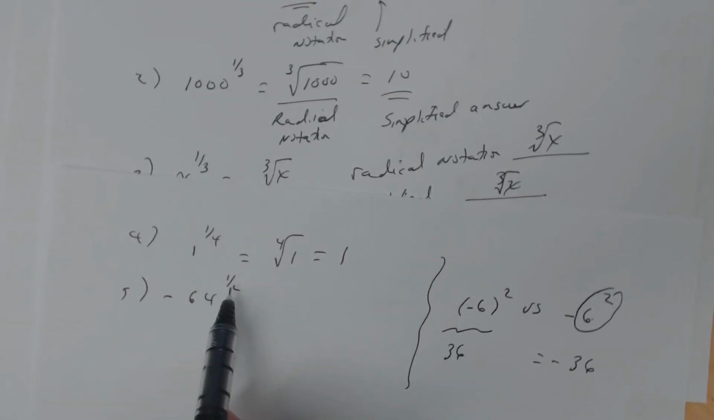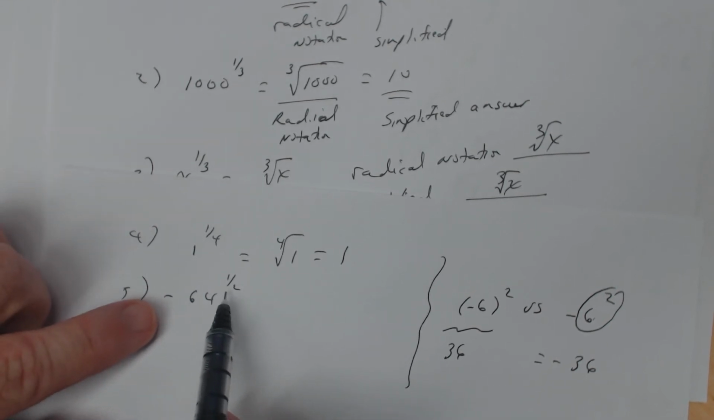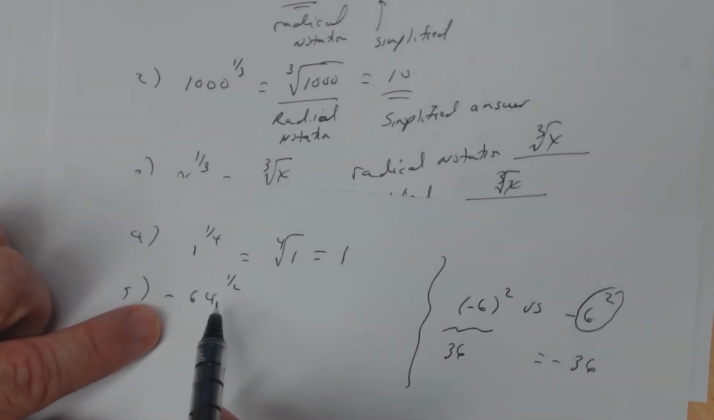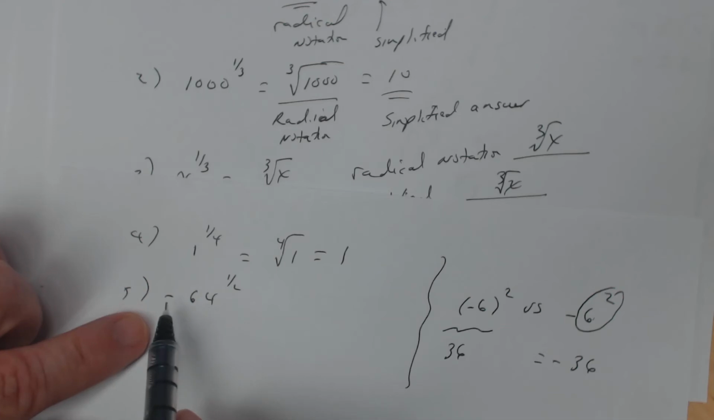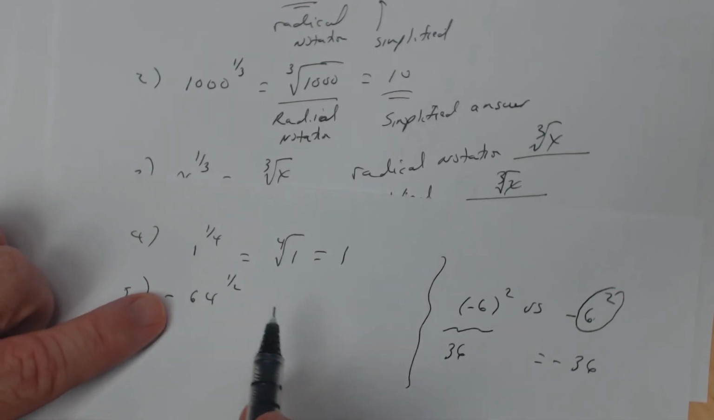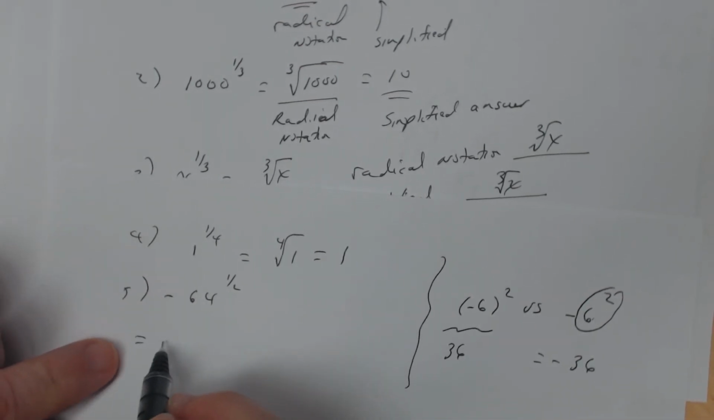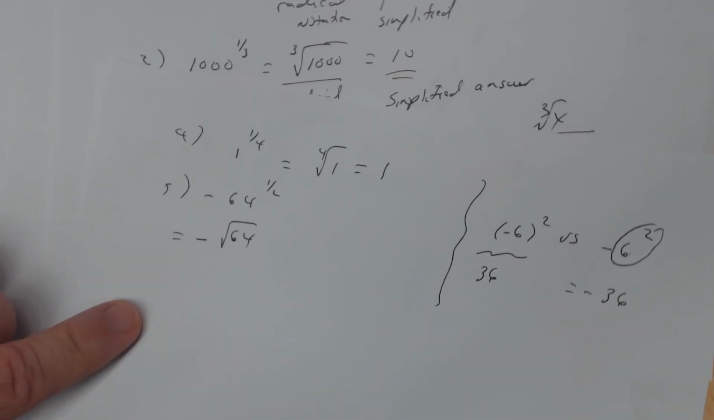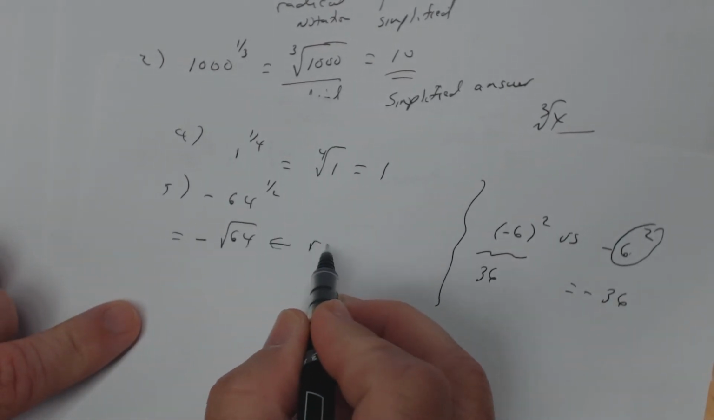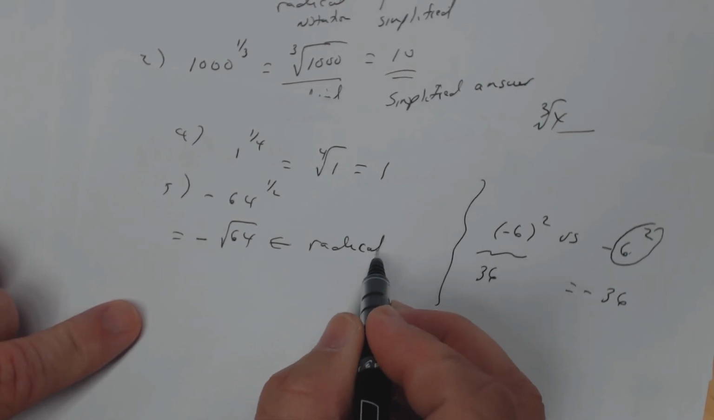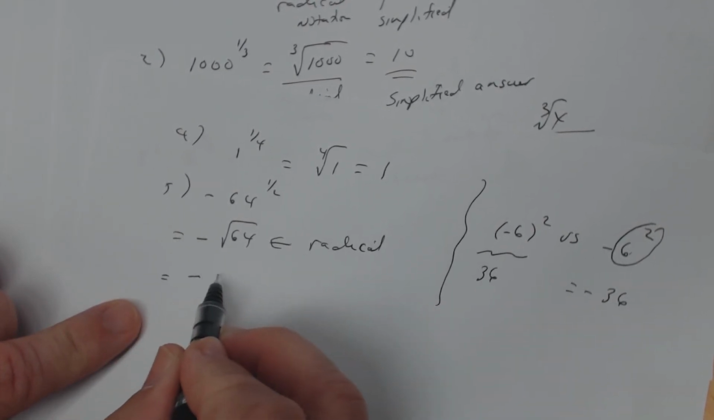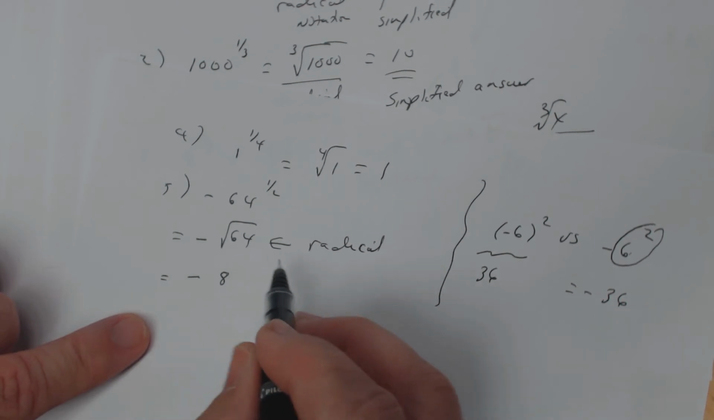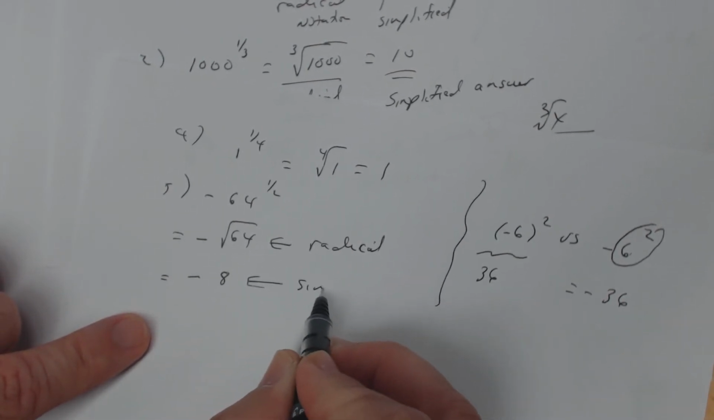Okay, so remember though, this is a rational exponent, so you're going to rewrite it as a radical. Now be careful. The base here is 64, not negative 64, it's 64. So when you rewrite as a radical, you're going to say the square root of 64. So you get negative square root of 64, so that's your radical. And then simplified, that's going to be negative 8, because 8 times 8 is 64. So that's simplified.